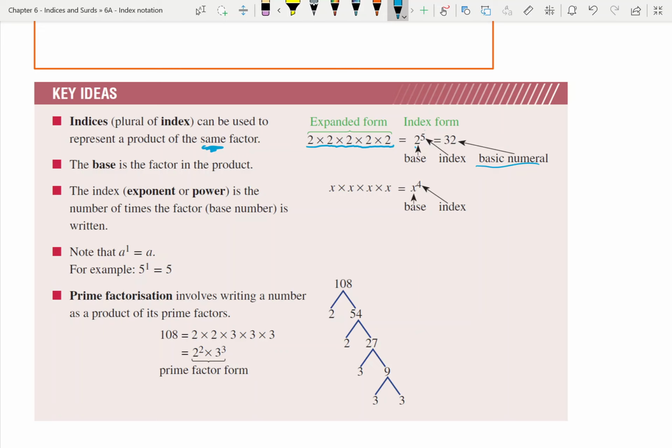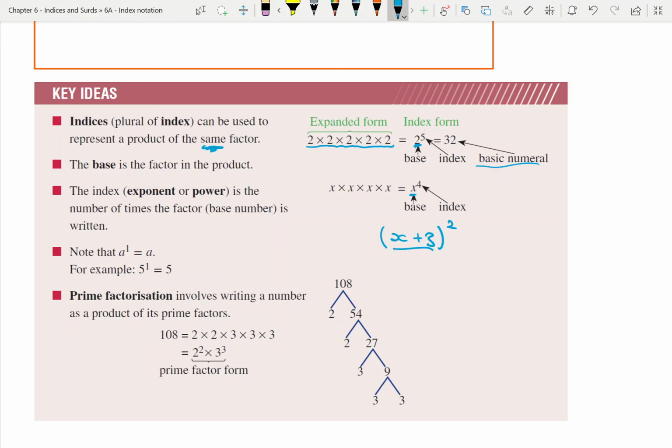The base is the factor in the product. So in this instance, we have a base of 2, whereas in this instance, we have a base of x. So the base doesn't have to be a number. It could be a pronumeral. It could even be a bracket if you had something like x plus 3 squared. The base would be our x plus 3 there.